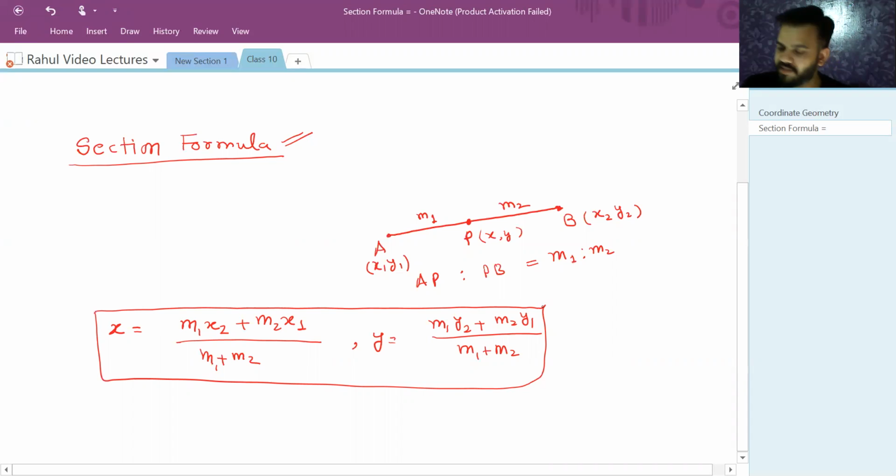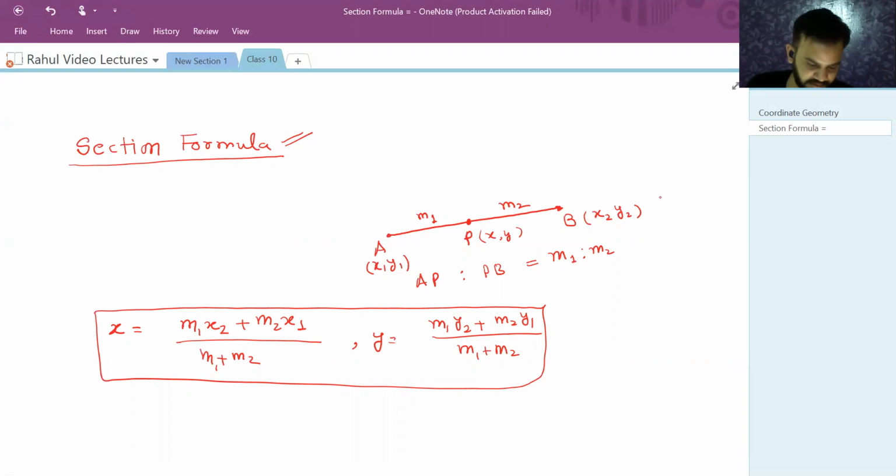This point can be internal or external. This point can be outside of the line, but we will discuss in 10th class only the internal point P. Okay, so which type of questions are coming in 10th class? Okay, so how to solve the questions using section formula?